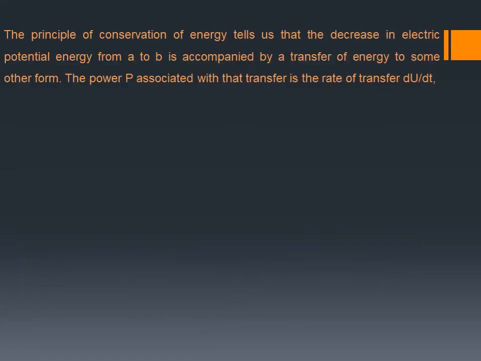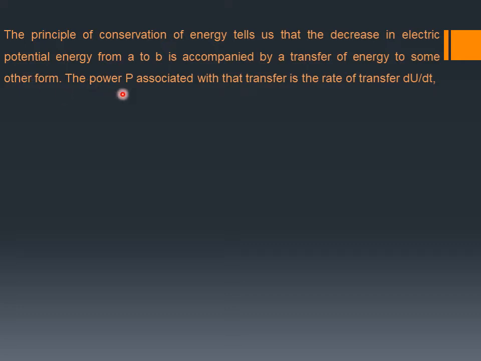Okay. So now just look at the statement. It says the principle of conservation of energy tells us that the decrease in electric potential energy from point A to point B is accompanied by a transfer of energy to some other form. Very clear? If there is a decrease in electric potential energy, that decrease should be compensated by some other energy, because this is the law of conservation of energy. So the energy lost in this process should appear somewhere else in some other form.